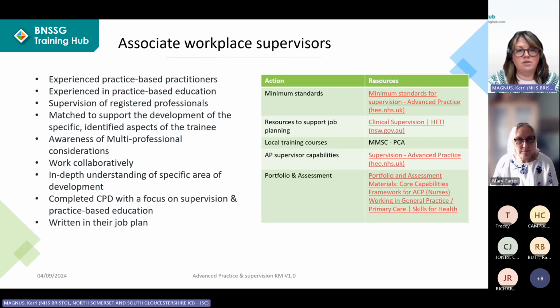As an associate workplace supervisor, they need to be experienced practice-based educators, and they obviously have undertaken some supervision of registered professionals in the past. They need to have awareness of multi-professional considerations and work collaboratively within the team, and have it written in their job plan. It's really important that the value they're adding to the rest of the team is recognised. And obviously if they want to develop to become coordinating educational supervisors, then it's recognised as their own CPD in the future.